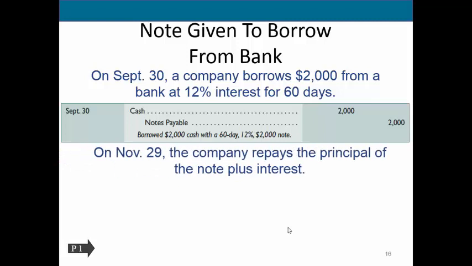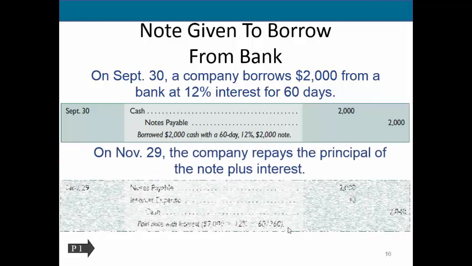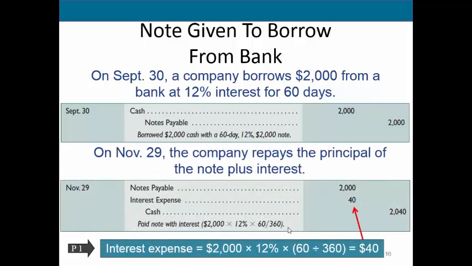So let's look at another example. This is where we give a note in order to borrow money from the bank. So on September 30th, a company borrows $2,000 from the bank at 12% interest. So we go ahead and show that we got cash from the bank, and we have now incurred a liability, and that's a note payable for $2,000.